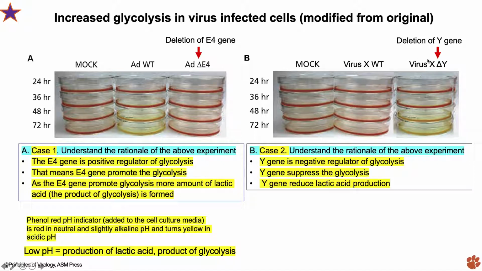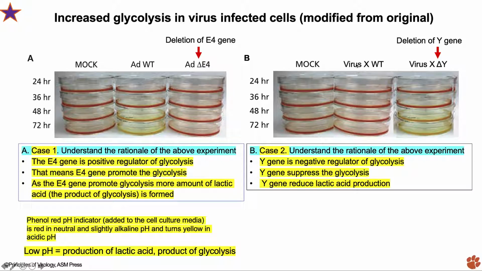So in this case, it is a decreased glycolysis in the X virus infected cell. When you have deleted this gene, the glycolysis was almost enhanced, as you can easily see. So the question that you can ask here is, all right, here you are seeing some of the yellow colors in here. So here in the mock, which is not infected with the virus, why don't you see that color?